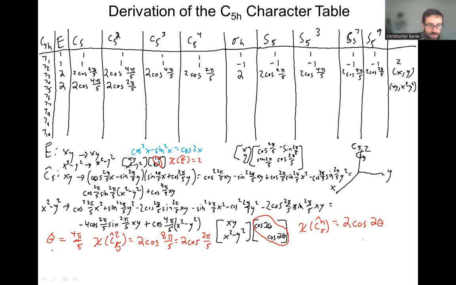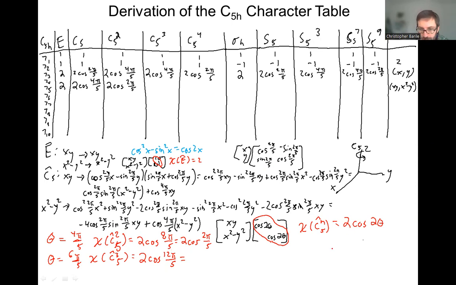And then we keep going along. So if theta equals 3 times what we started with, 2 pi over 5, so 6 pi over 5, that describes a C5 3 times. And the character equals 2 cosine 2 theta. So we're at 2 cosine 12 pi over 5. And so we have to think about what cosine 12 pi over 5 is.